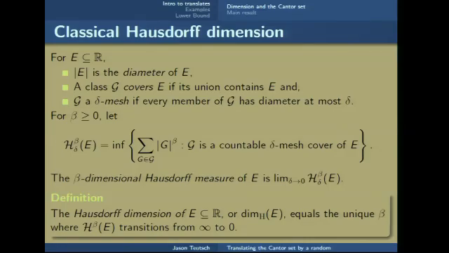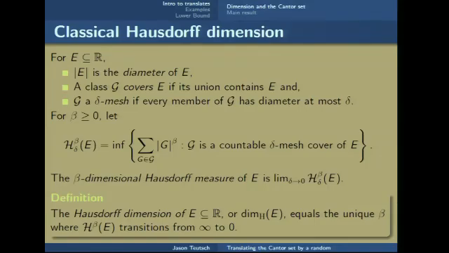If you take a subset E in the real line, this is how you denote the diameter of a set E, the maximum distance between any two points in the set E. And then if you take a class of reals G, you say it covers E if its union contains E. And each of the members of G is a delta mesh if every member of G has a diameter at most delta, so that everybody who lives in the class G is relatively small diameter.